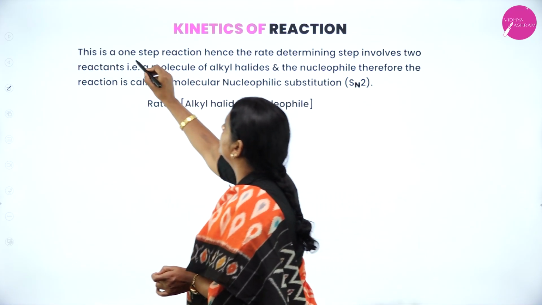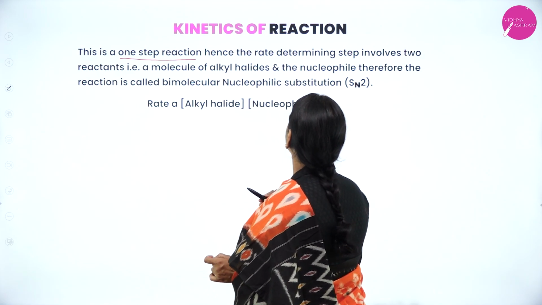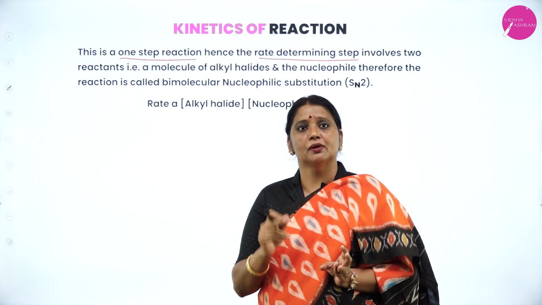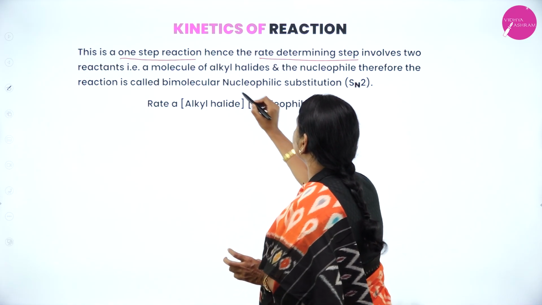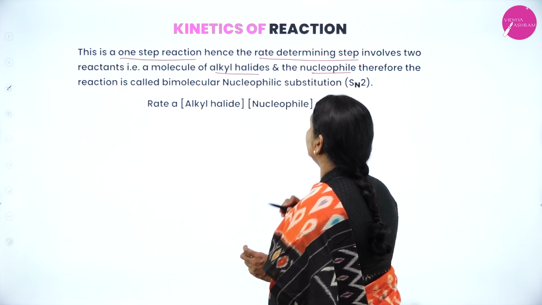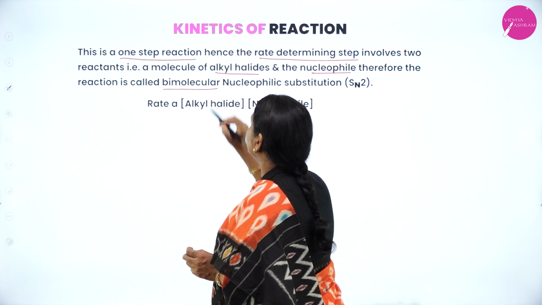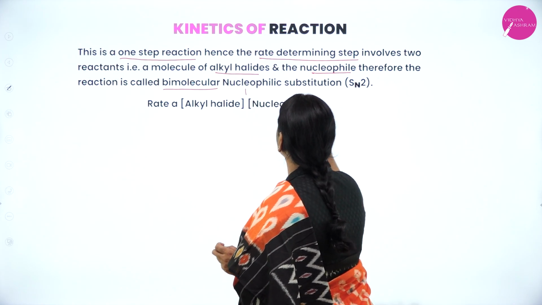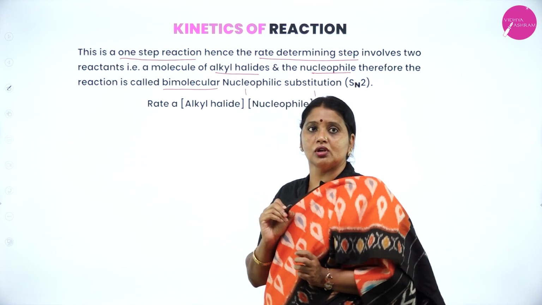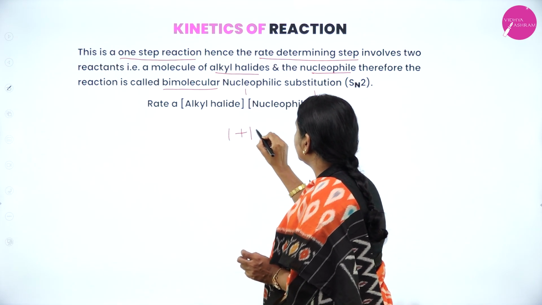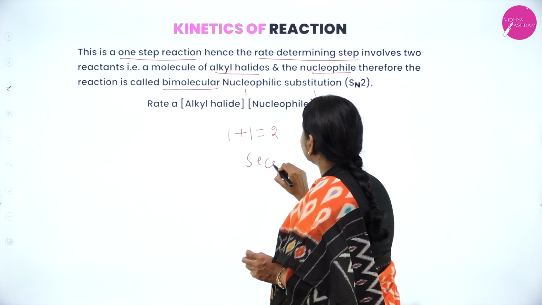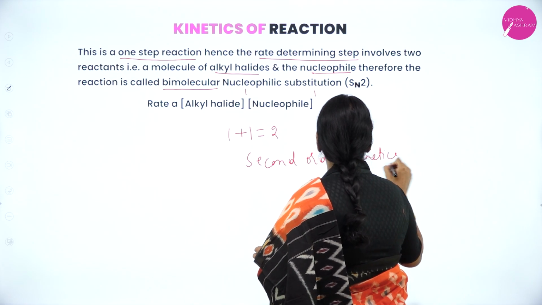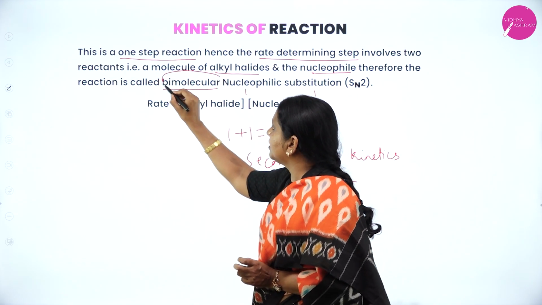How many steps are involved? Only one step. It is called the rate determining step. It involves two reactants in the same step: one is the alkyl halide, another one is the nucleophile. Therefore, it is called bimolecular. Rate of a reaction is directly proportional to the molar concentration of the alkyl halide and the molar concentration of the nucleophile. When you add the powers, 1 plus 1 is equal to 2. Therefore, it follows second order kinetics, as well as it is bimolecular.